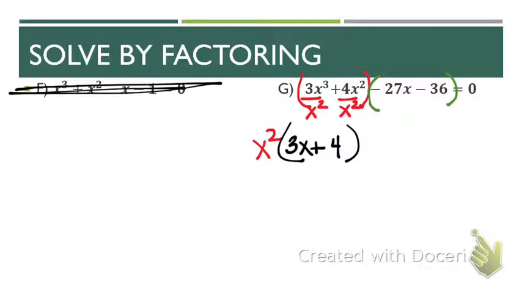So you have to figure out, what do you need to take out of this second group? What do you think I'm taking out of this second group in order to have 3x plus 4 again? Not 9, but negative 9. So take out a negative 9. So you're dividing both of these by negative 9. And again, you get 3x plus 4. So this is only one group. That's one factor. So 3x plus 4 is one factor.